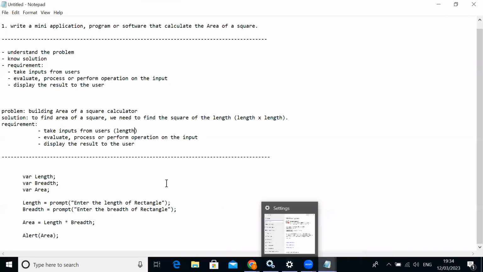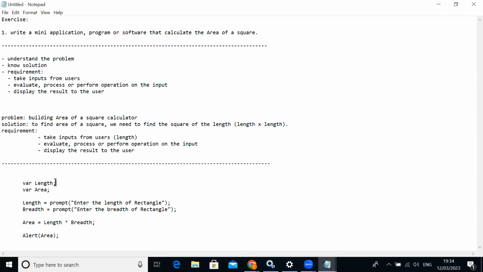Okay, so that's it. We know in our software we have to take inputs. We need to take the length from the user, evaluate it, and display the result. This time we don't need breadth because we are dealing with a square. We need just one side because the breadth is the same as the length.